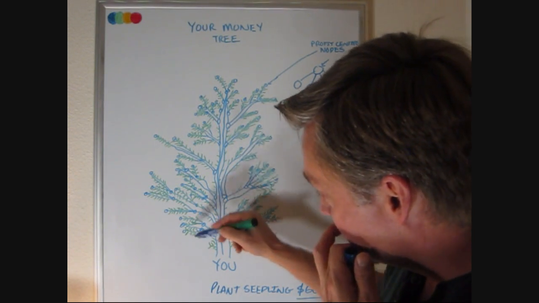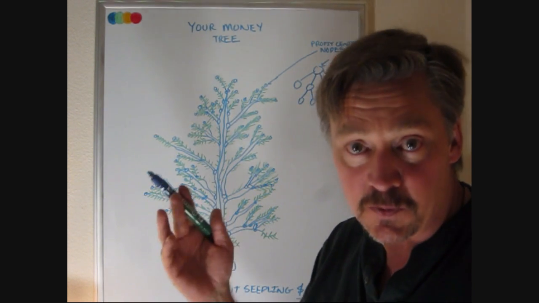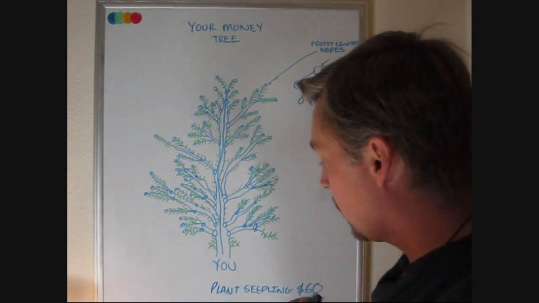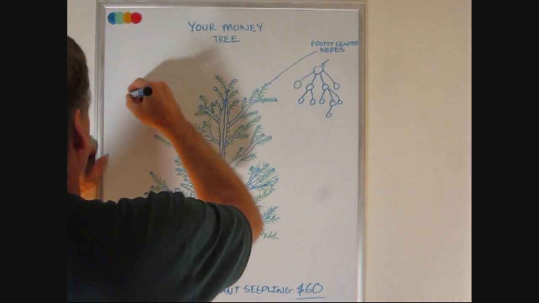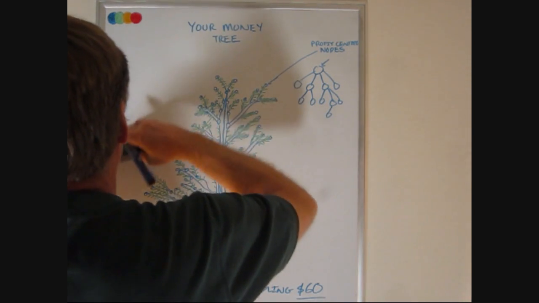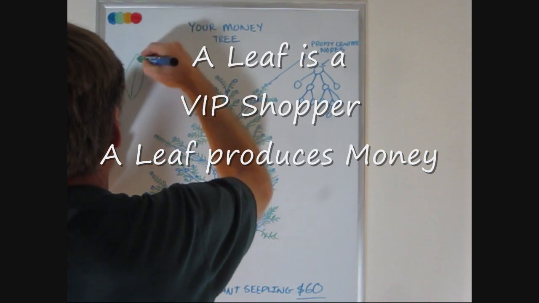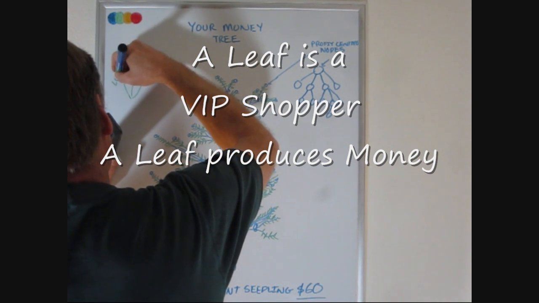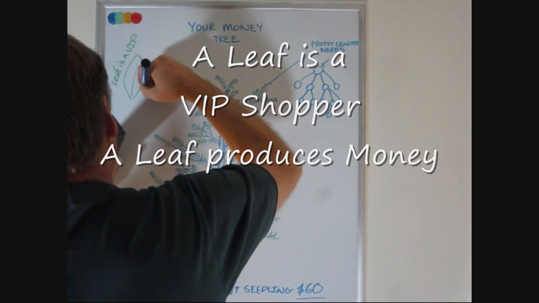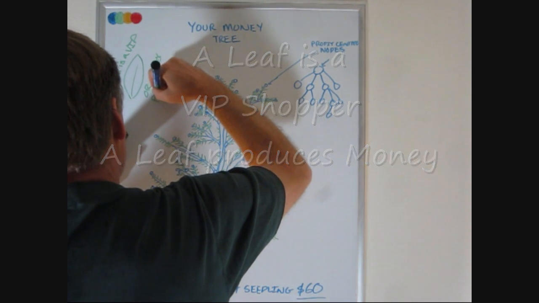If you think of each of these little leaves as $1 hanging there, that's another way to think of it, because it's actually a customer. You know, each leaf, let's see if I can draw a leaf. Oh, that's a lousy leaf, isn't it? Let's try again. Each leaf is a VIP, or money, profit.